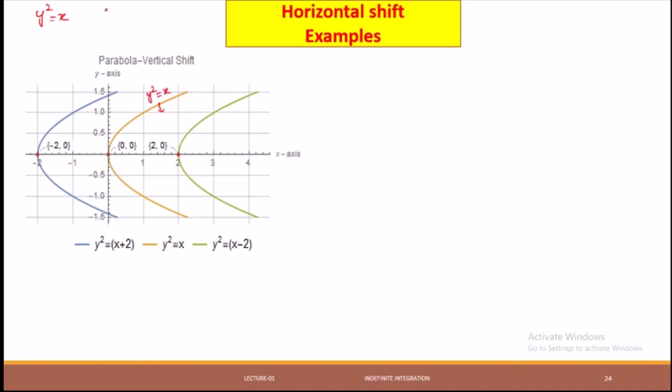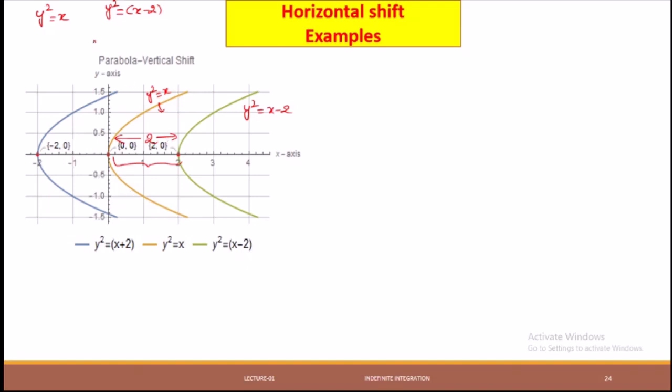Now I would like to plot the graph of y square is equal to x minus 2. So as per the statement, the graph shifts horizontally right by 2 units. And you can see from the graph, this is y square is equal to x minus 2, and it is shifted horizontally right by 2 units. So this distance is 2 units.